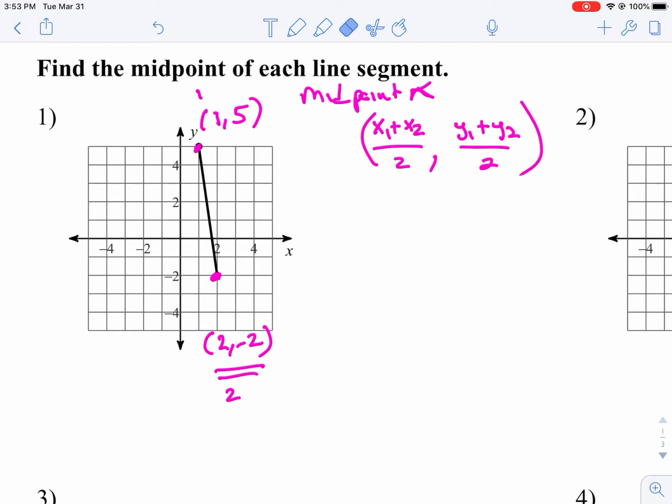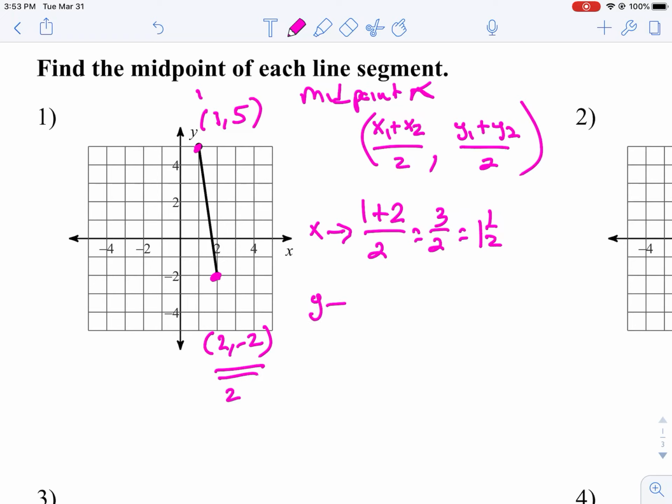Let's get rid of that. I don't know what that is. So x of the first point, 1, plus x of the second point, 2, over 2, is 3 over 2, or 1 1/2. So this is our new x value.